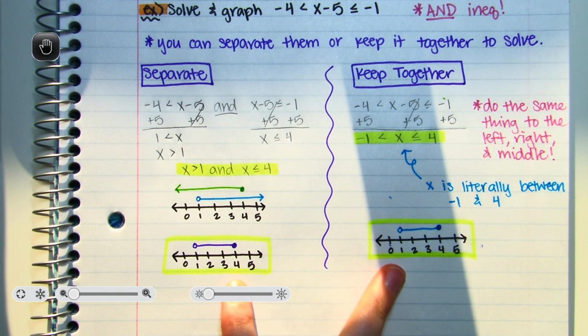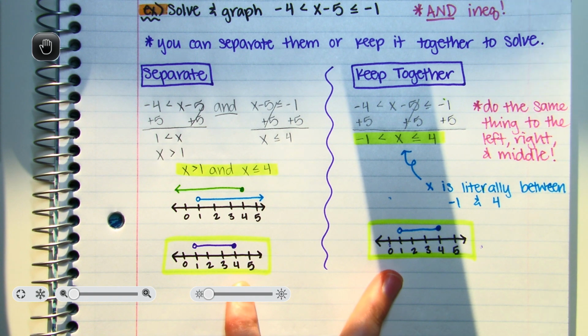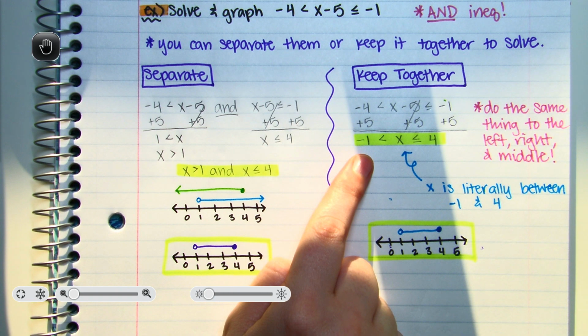Exact same answers, but two different ways to do it. Now, my personal preference is to keep them together. This is how I will do it on homework questions. This is how I'll do it in notes. This is how I will always solve it. I will keep it together as one inequality.